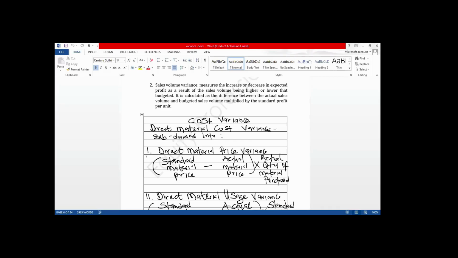Roman figure 2, direct material usage variance. We said direct material cost variance can be subdivided into two: direct material price variance and direct material usage variance.